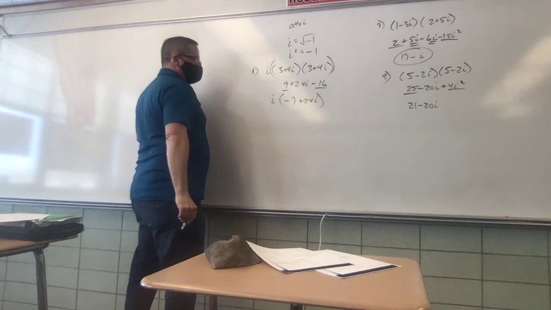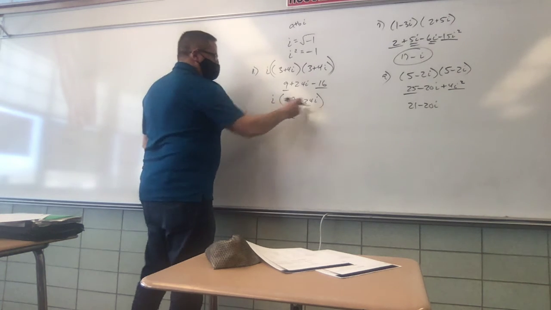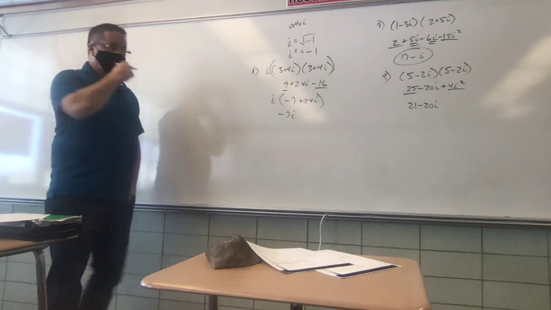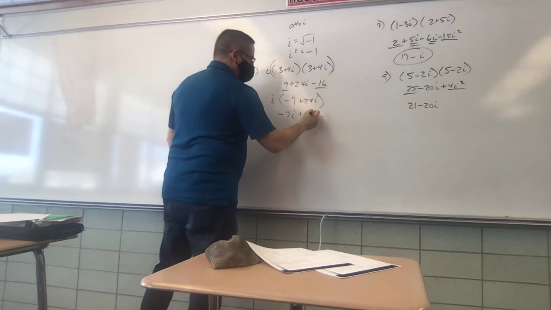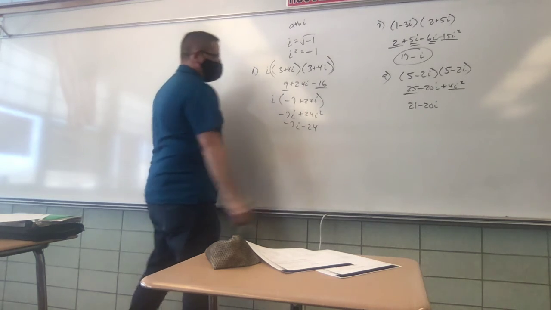i times negative 7 is negative 7i. And what's i times 24i? 24i squared. Which is what? I'll write 24i squared. Negative 24. So we have negative 7i minus 24.